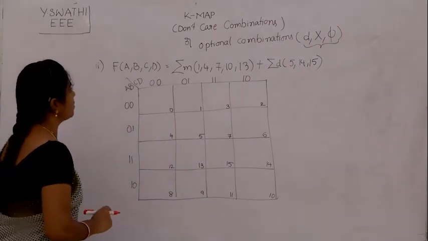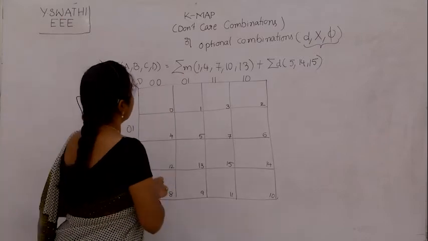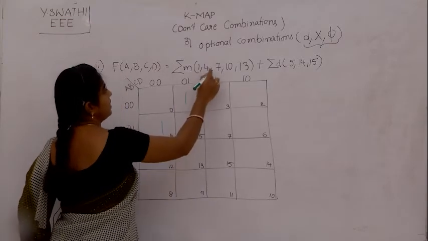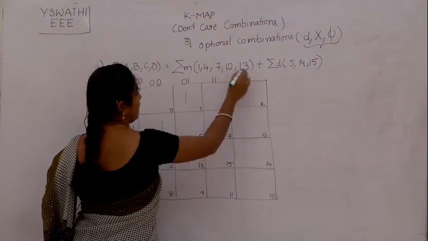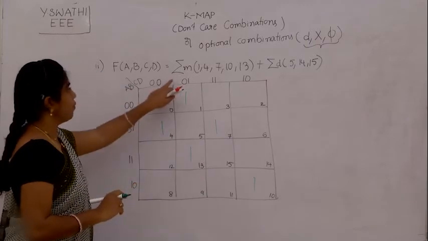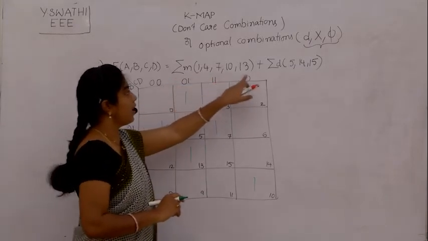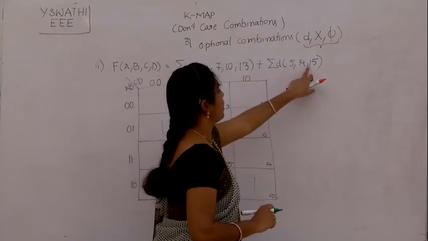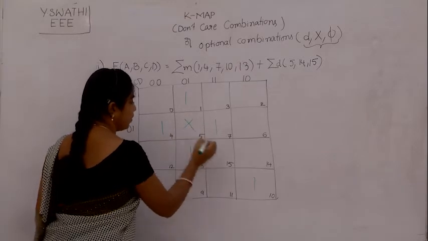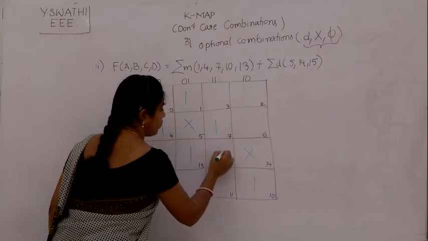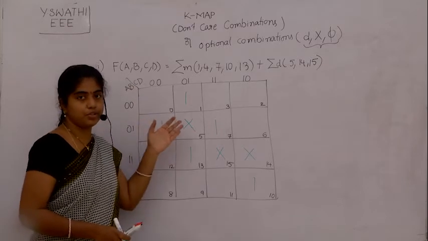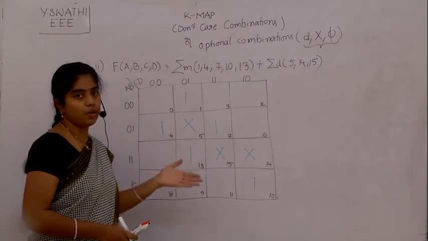Now we will represent the function min-terms, those are 1, 4, 7, 10 and 13. These are our main function min-terms. Now we have don't care combinations of 5, 14, 15. So we represent them with a cross: 5, 14 and 15. Up to this, our representation of the function is over. Now we should check for pairs, quads and octets.